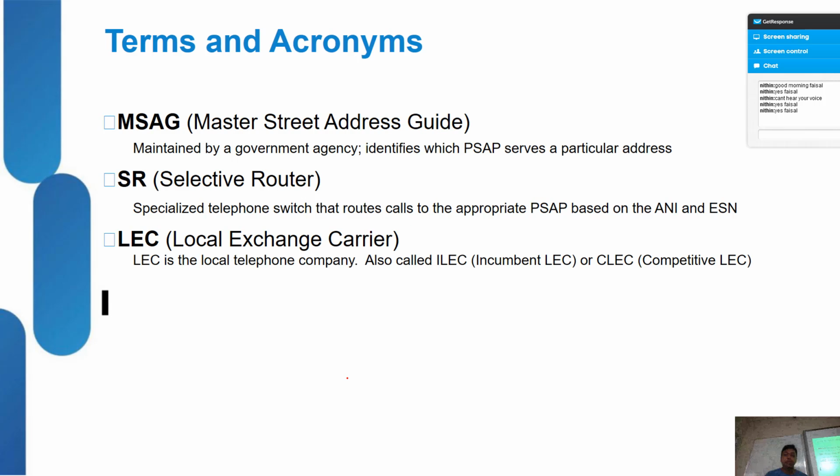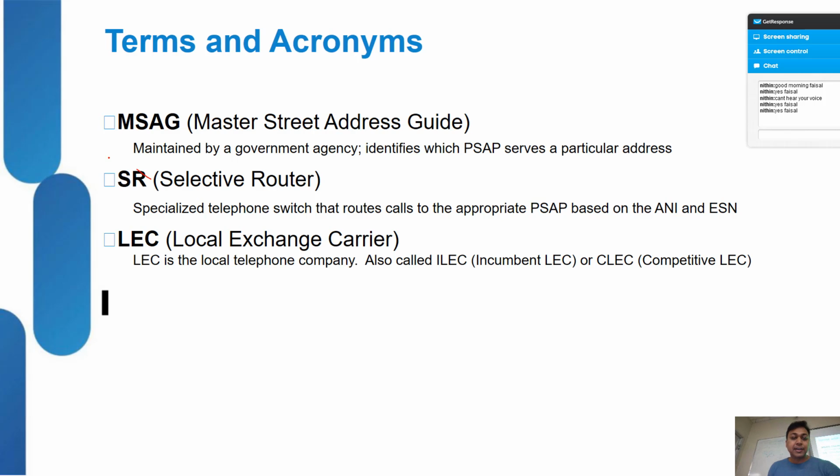MSAG, Master Street Address Guide, is maintained by the government agency, which identifies which PSAP serves a particular area. So the government has a list of all the PSAPs. Say PSAP 450 is for the North York area. PSAP 67 is for the Danforth area. So all the addresses of the PSAPs are maintained in a database known as the Master Street Address Guide.